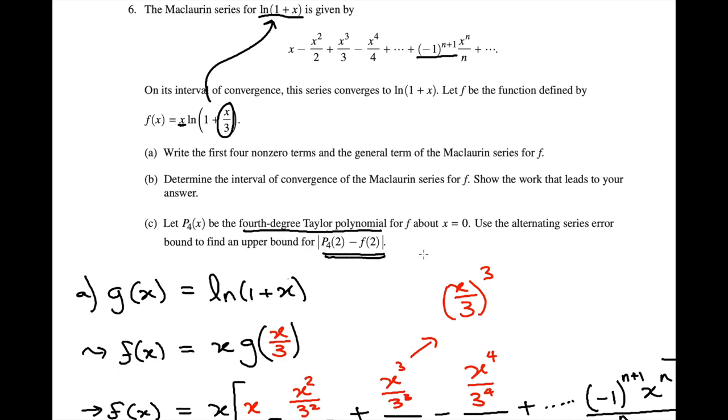Because remember, the Taylor series tells us the perfect approximation of whatever value we're looking for. If we shorten that series to like a polynomial of n terms, there will be some error associated with that. We're being asked to find that error for a fourth degree Taylor polynomial. Okay, so let's see what we can do.